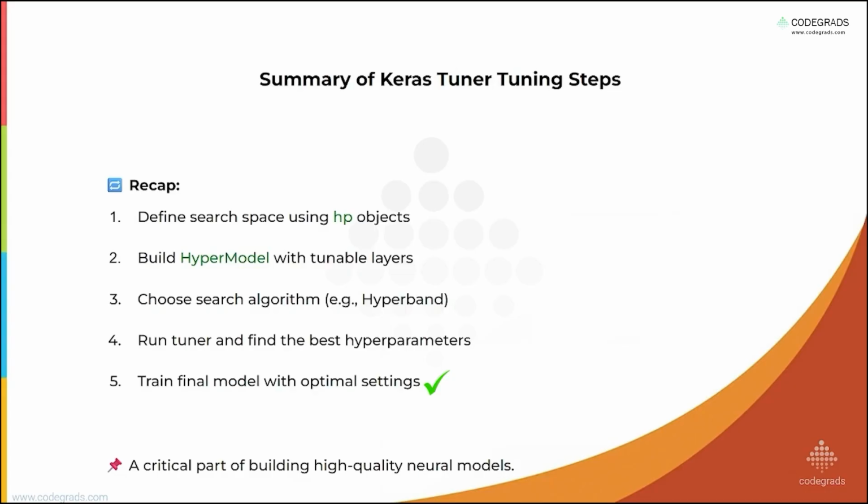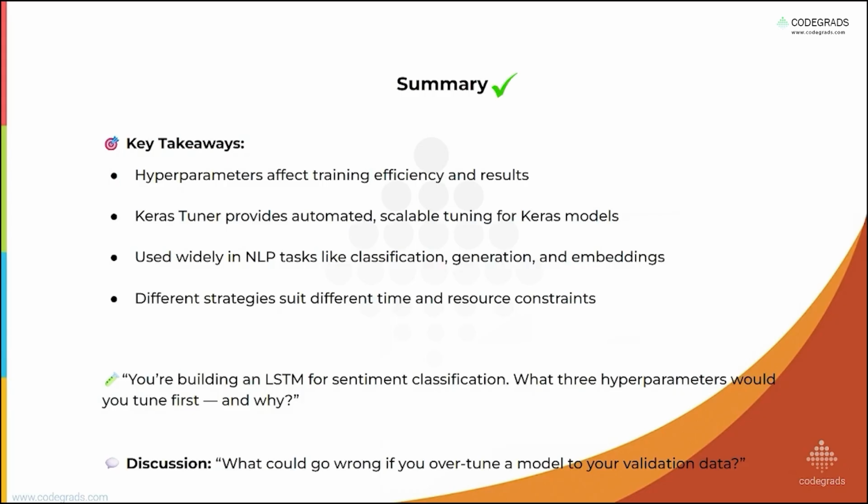Whatever the best values we get after using the Keras Tuner, you will get the best configuration or best parameters. It is a critical part of building a high quality neural model. If you want to build a good model, then we should use the Keras Tuner. We have one more summary, and it shows the key takeaways: the hyperparameters affect training efficiency and results.